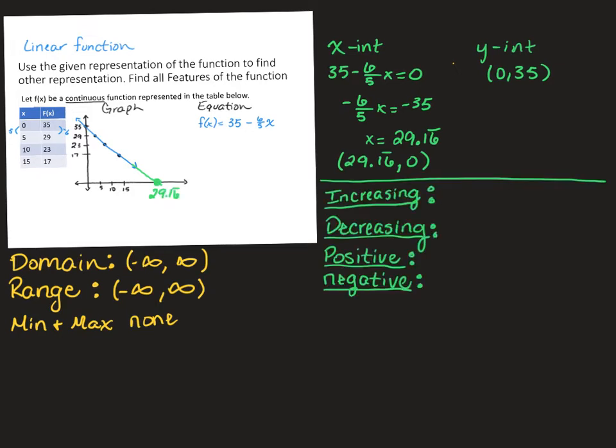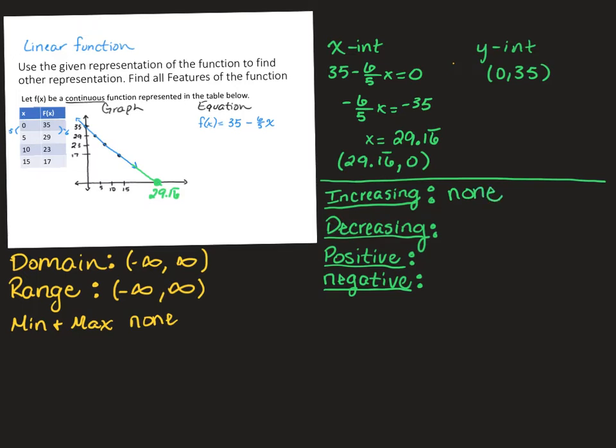Next, we're going to talk increasing, decreasing, and positive and negative. Whenever you're describing these, you always want to talk about it in reference to the x-axis, so the domain, and we always read this left to right. So I'm going to start over here at negative infinity, and as I move towards positive infinity, my function is only decreasing. So there is no place where the function is increasing. So I'm going to put none.